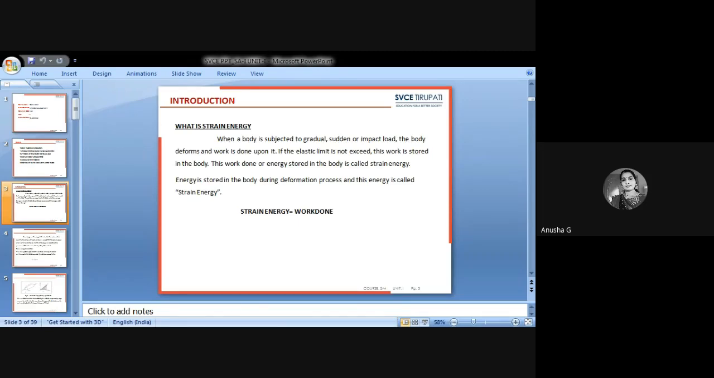Okay. Now we'll observe the strain energy U for a gradually applied load. For a gradually applied load, what is the formula? How will we get the derivation for this gradually applied load? That is the strain energy in an axially loaded member. I will share the screen for the gradually applied load.